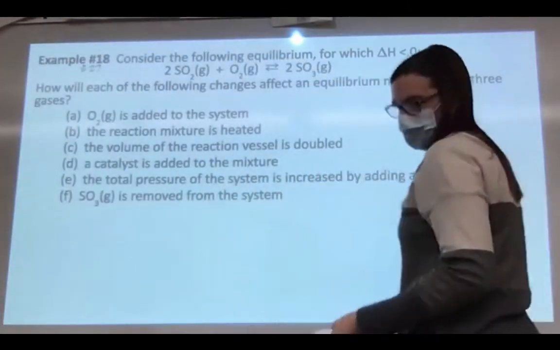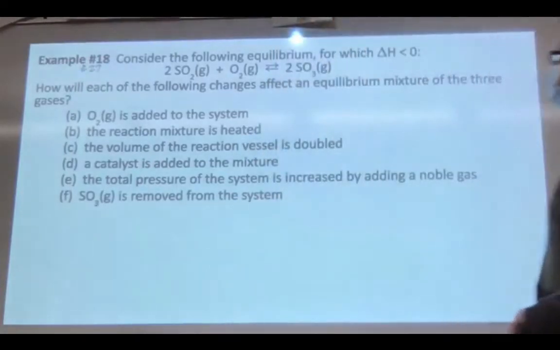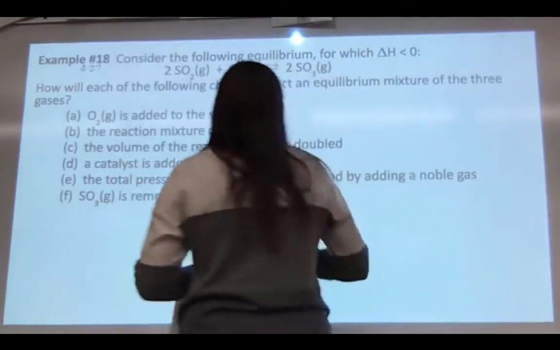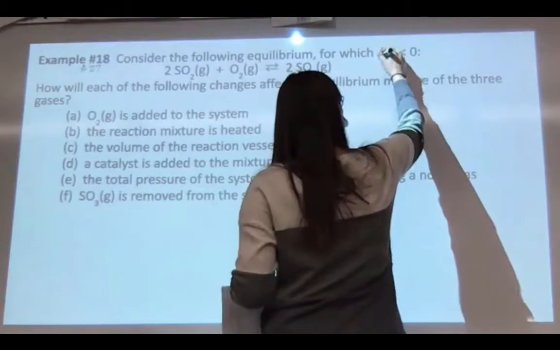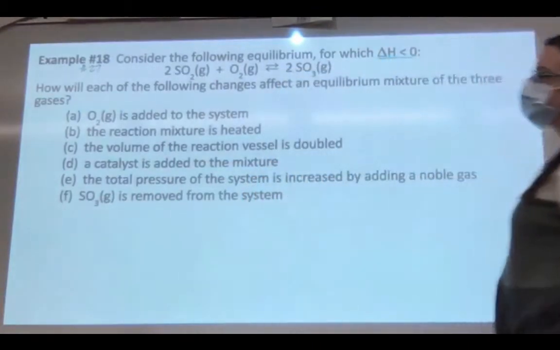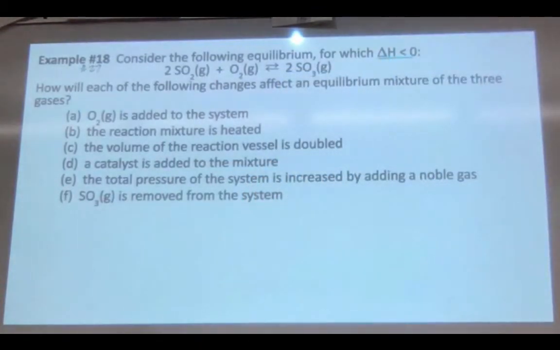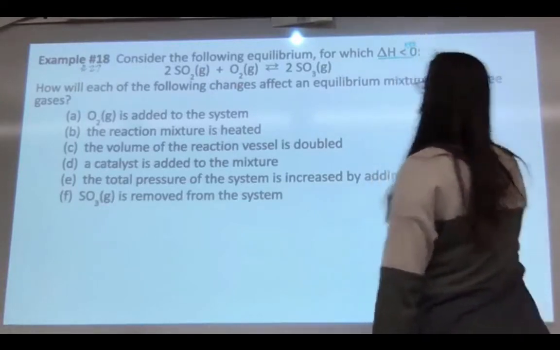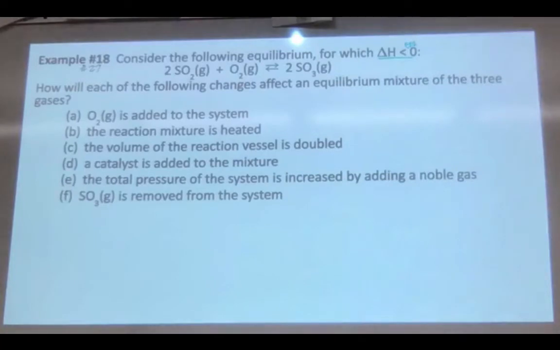So example 18 says, consider the following equilibrium for which delta H is less than 0. Before I worry about anything else, this is important. Delta H is less than 0. You have a negative delta H. That's telling us whether it's exo or endothermic. That's telling us that this is an exothermic process.